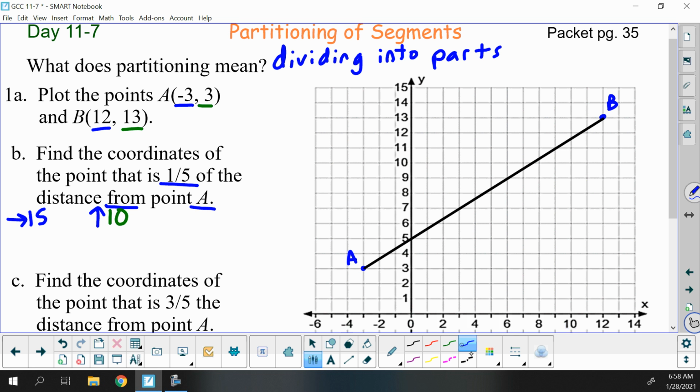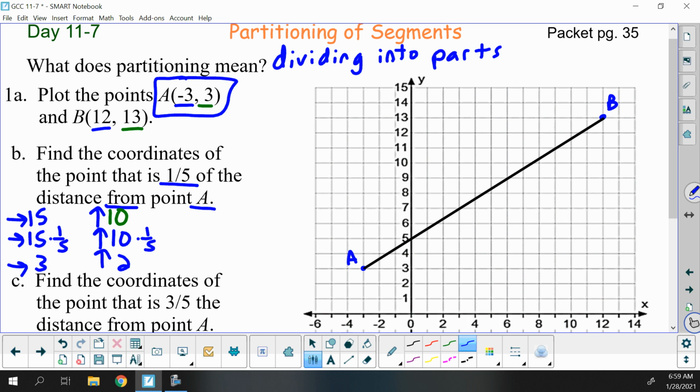Well, now all we do is we multiply those movements by the fraction we have. So we're going to do 15 times 1/5. And we're going to do 10 times 1/5. And those can be done right in the calculator. So 15 times a fifth would just give us 3, and 10 times a fifth would just give us 2. So this tells us how we should move from point A.